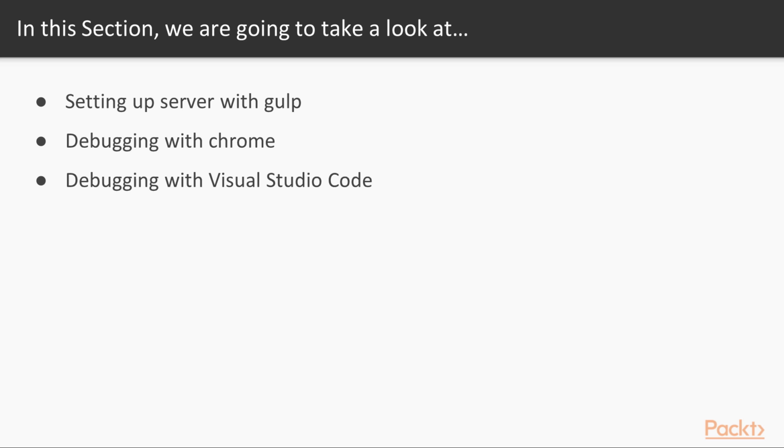In this section, we will see how to set up a server by creating a new Gulp task. We will also see how to debug with Chrome the TypeScript file, but also the generated JavaScript file. We will see a convenient way to debug the TypeScript code directly from Visual Studio Code.